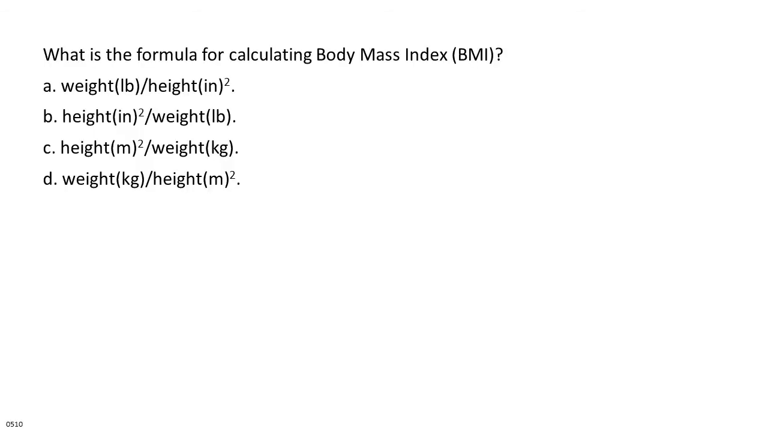What is the formula for calculating body mass index, BMI? A. Weight, in pounds, divided by square of height, in inches. B. Square of height, in inches, divided by weight, in pounds. C. Square of height, in meters, divided by weight, in kg. D. Weight, in kg, divided by square of height, in meters.